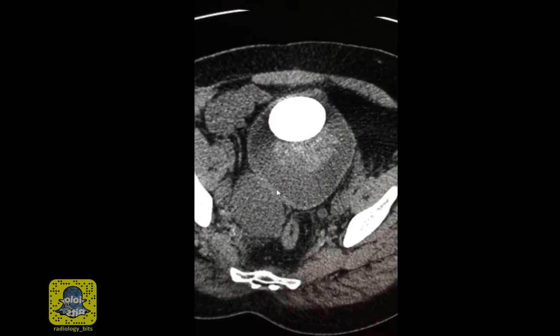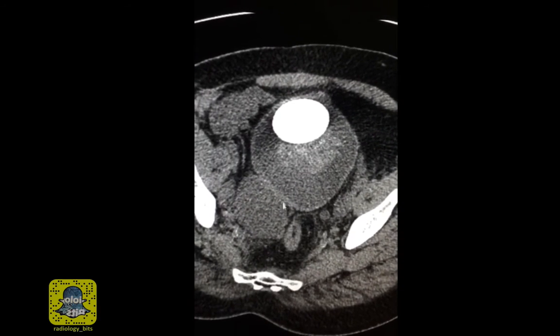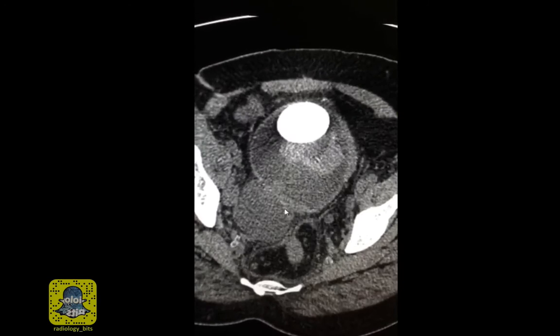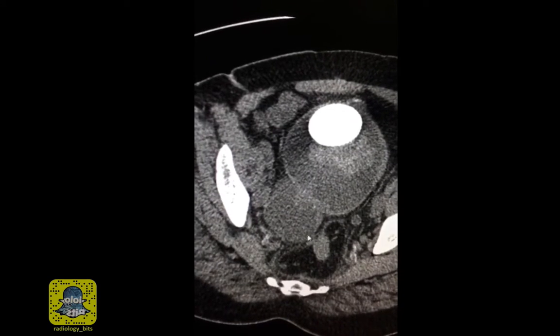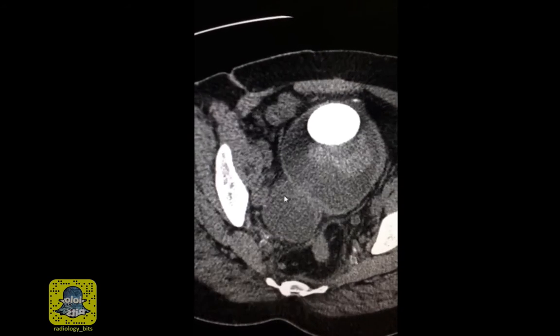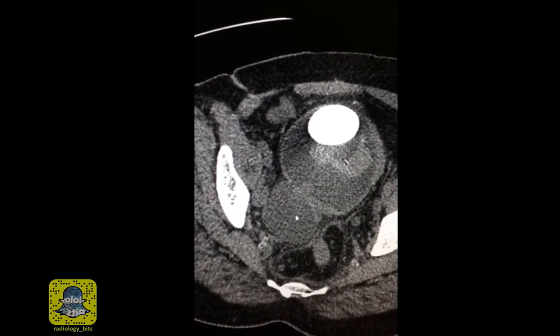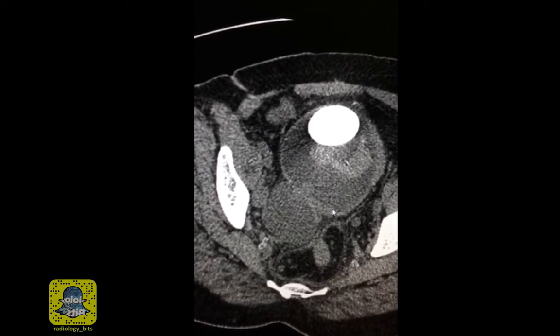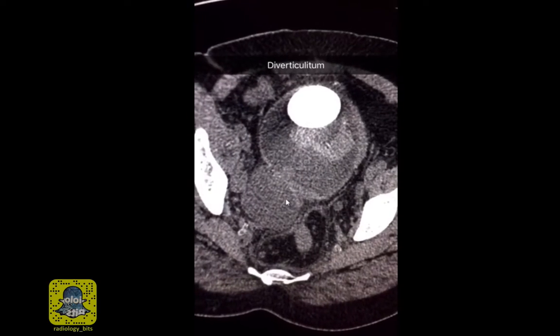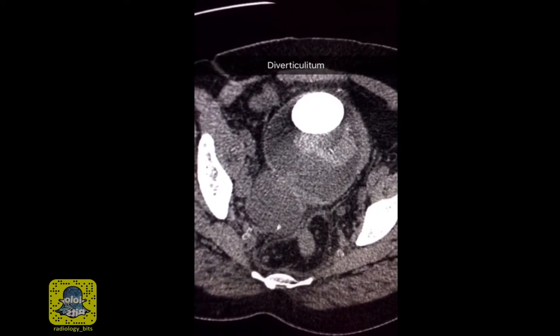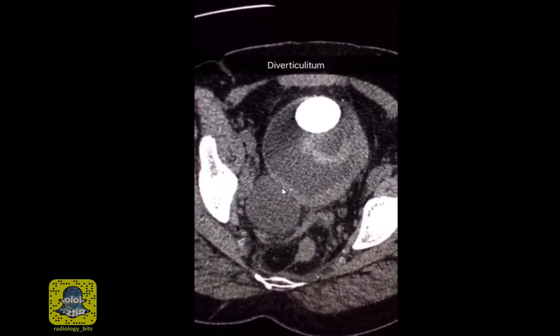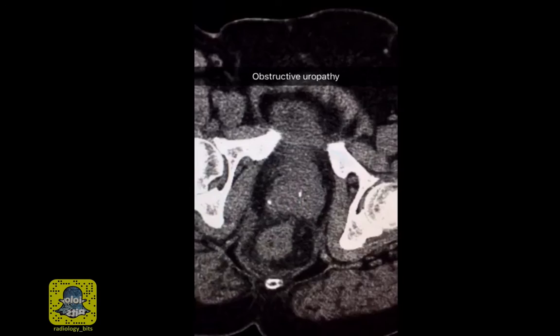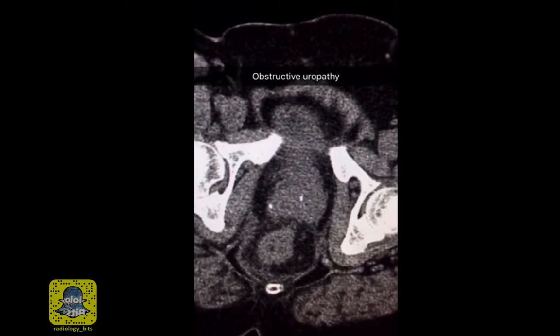Now let's try to explain this unusual structure here. So this is a well-defined abnormality that has internal fluid content and is continuous with the urinary bladder. This described appearance is consistent with a urinary bladder diverticulum. Now everything is starting to make sense.